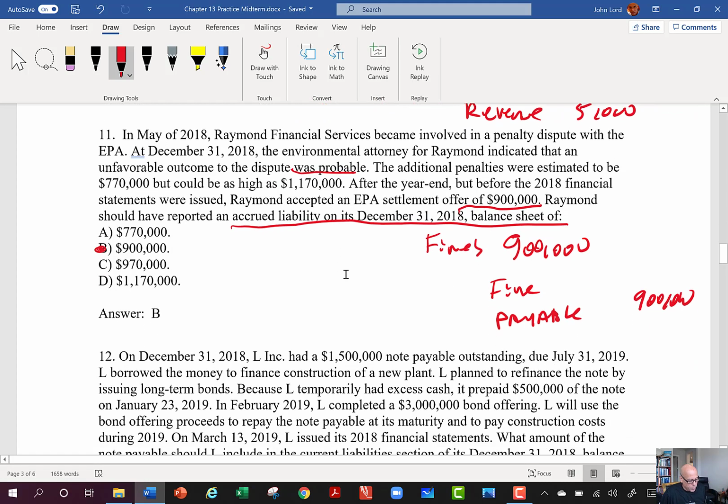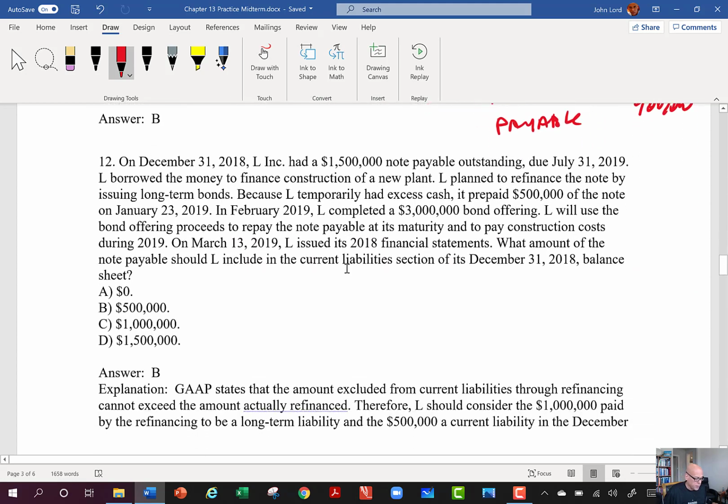Okay, good. Number 12, on December 31st, 2018, L Inc. had a $1.5 million note payable outstanding, due July 31st, 2019. L borrowed the money to finance construction for a new plant. Okay, so I probably should have read that as one sentence. It's not any new information. They're just telling me they borrowed $1.5 million to construct a new plant.